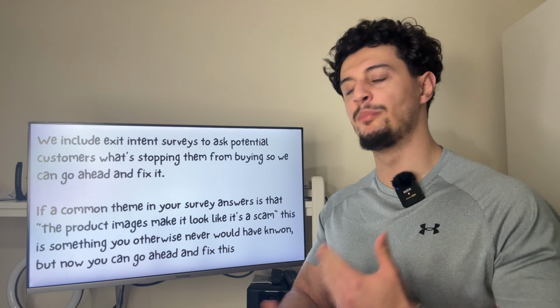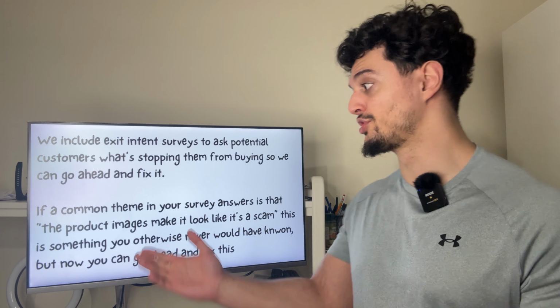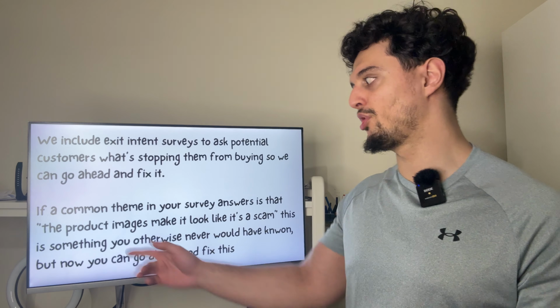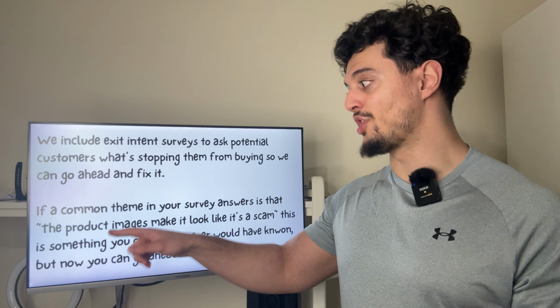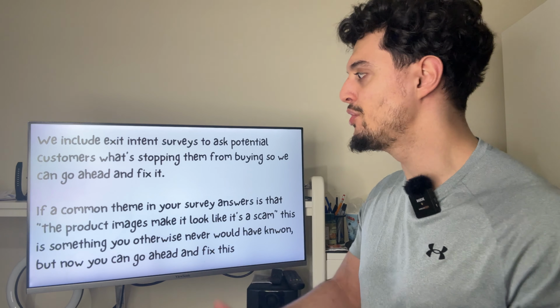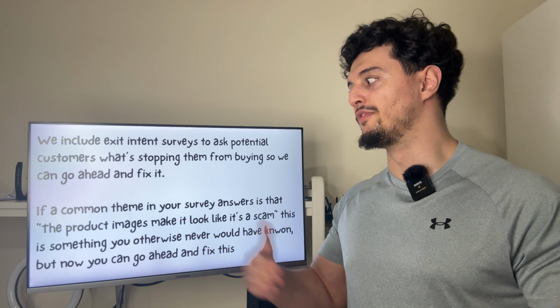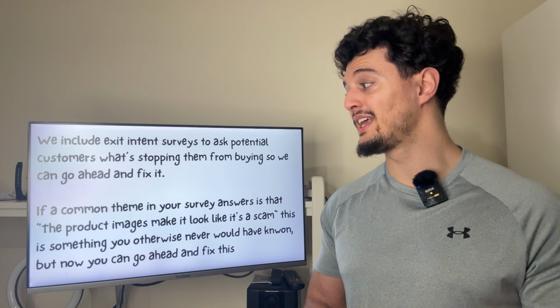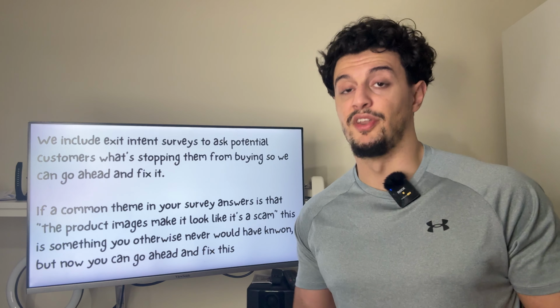And then once you find out there's a common theme within the survey answers, what you can do is go ahead and fix that, right? So for example, if the common theme was the product images make it look like the website's a bit scammy, right? Now this is something that you otherwise wouldn't have known, but now because you've done the exit intent surveys, you now know, so you can go ahead and fix it and improve your conversion rate. Or if it was something else, you'd find that out, right, from the exit intent surveys and fix that, right? So it might not be product images, it might be the description is not descriptive enough, right?